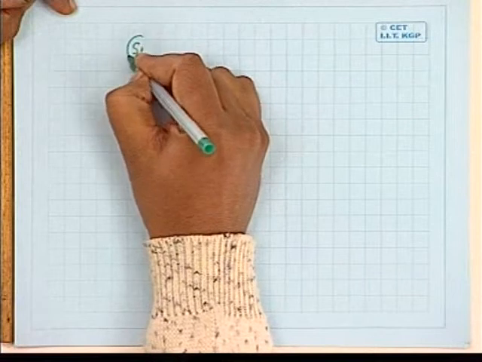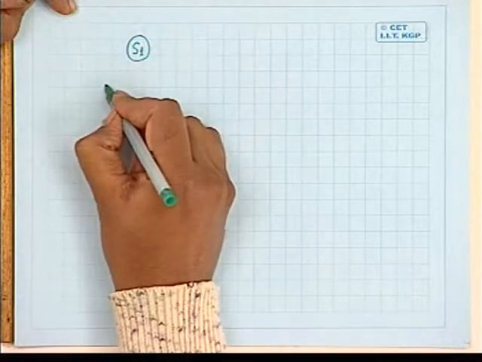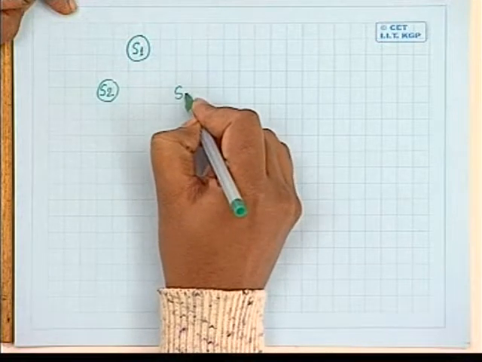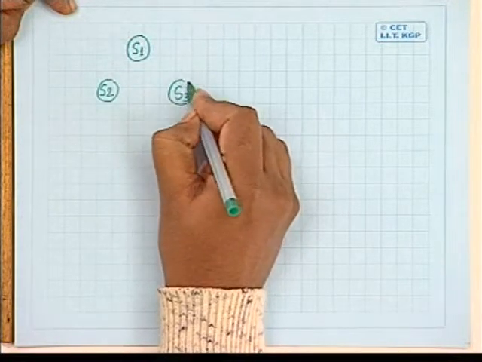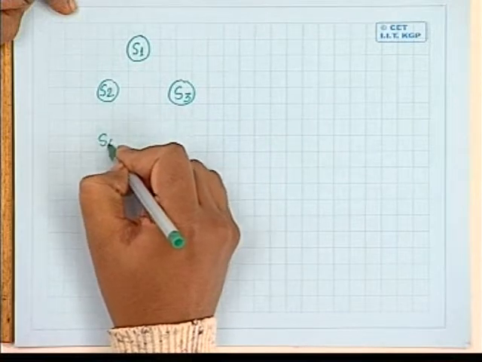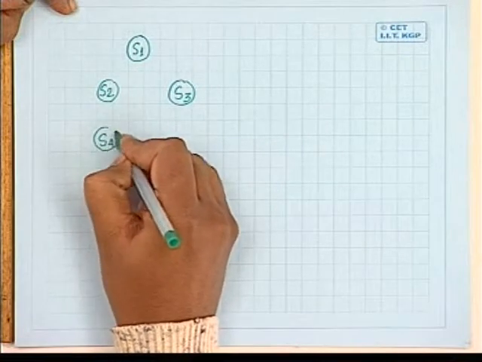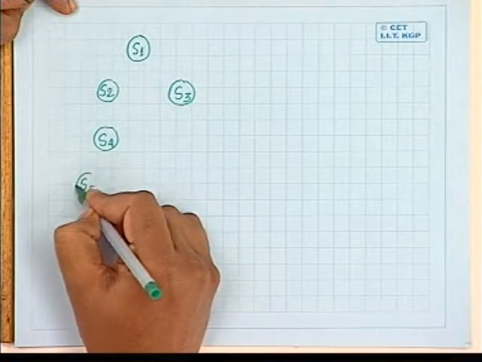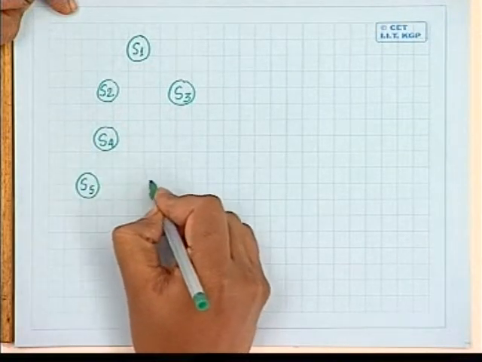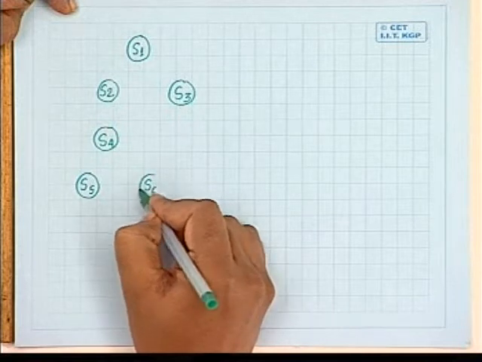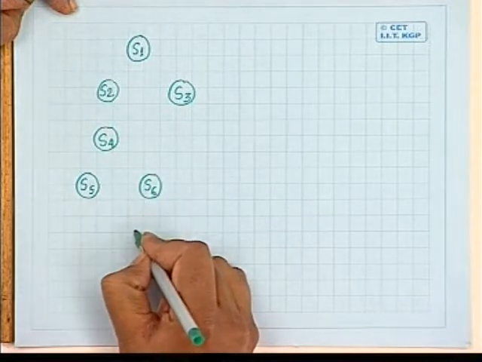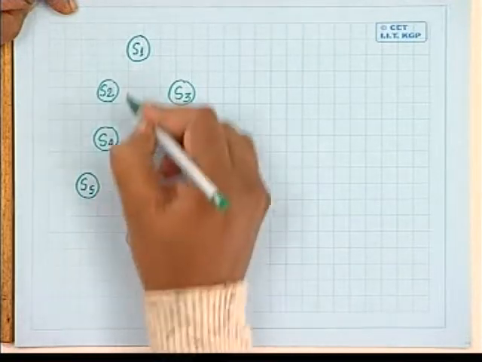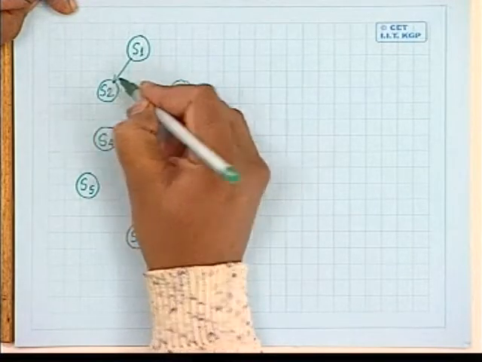S1, S2, S3, S4, S5, S6, and S7. So the precedence relation is like this.